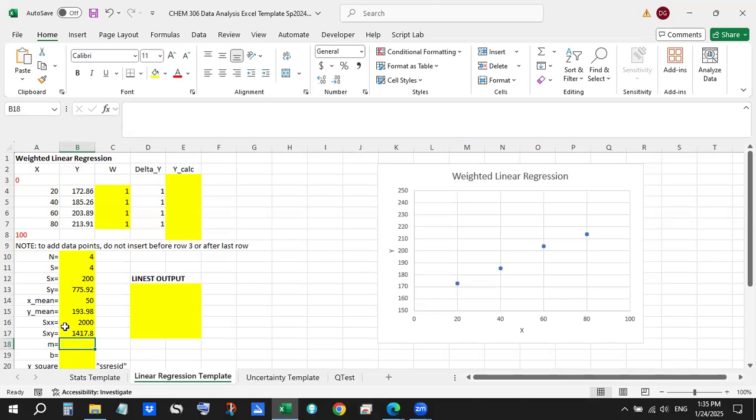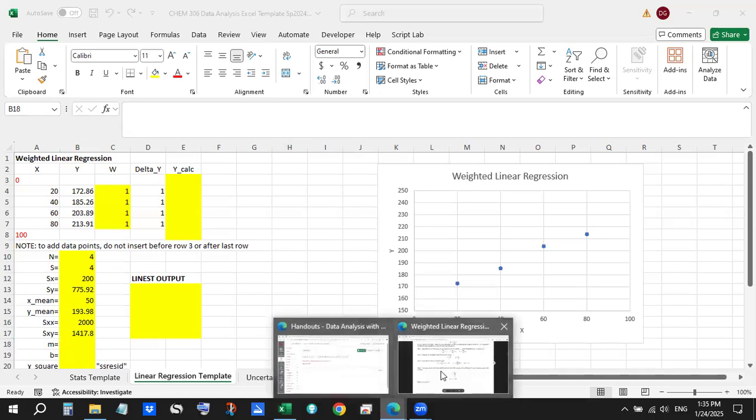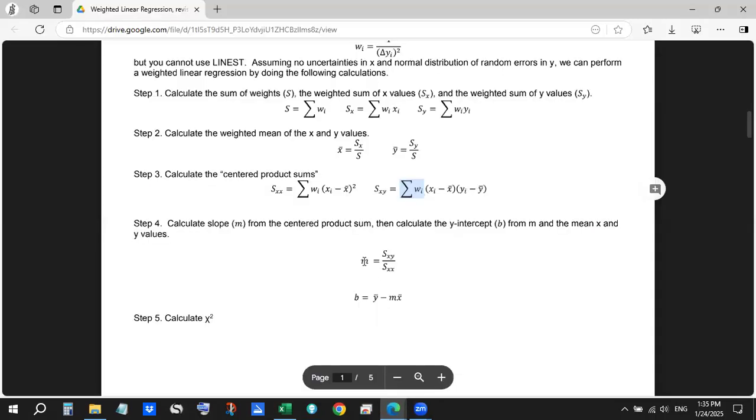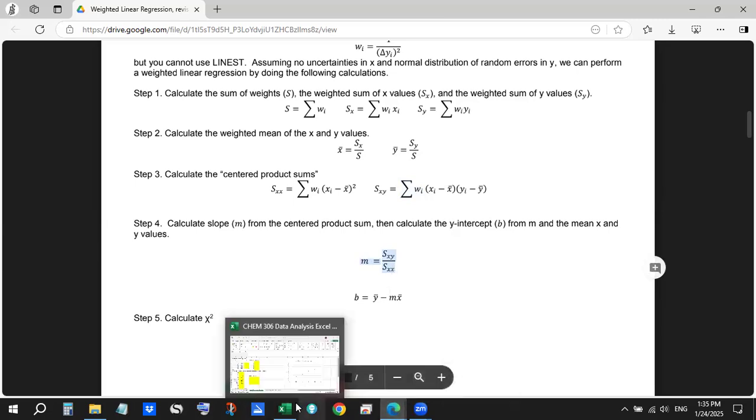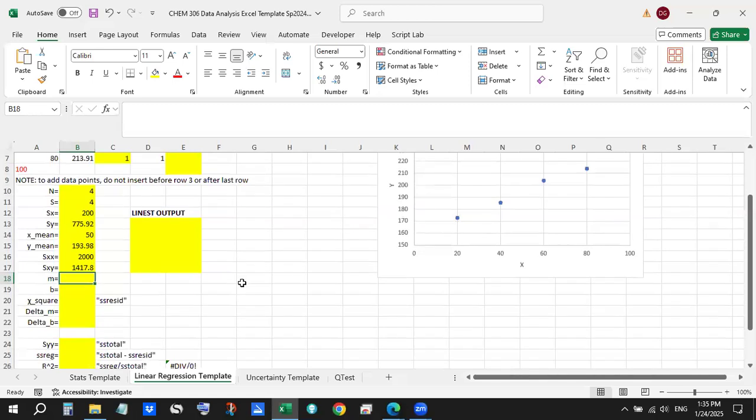Okay, still with me? Let me know if you need time to catch up. All right, so now we can calculate the slope. Slope is just the ratio of SXY to SXX. So let's do that. The slope is just equal to SXY divided by SXX.